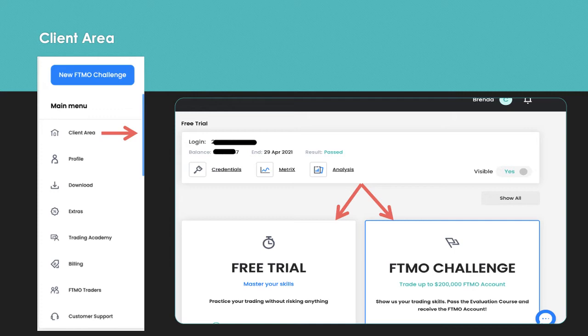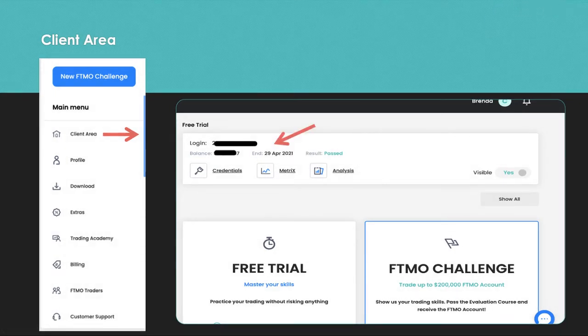Of course, your FTMO challenges are paid. So consider if you are wanting to do a bunch of challenges at the same time, it's your option. It's going to have your login information. It's going to have what your total balance is. It's going to have what date your trial or challenge will end. And then when it's over, it's going to have the results there as well.